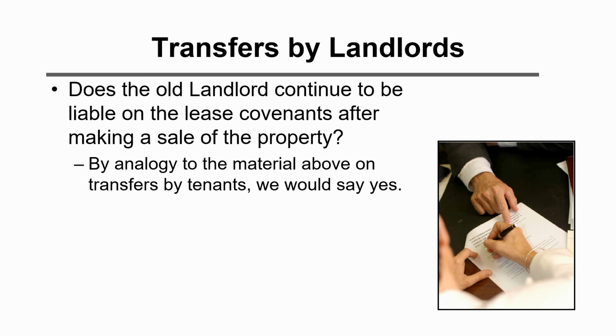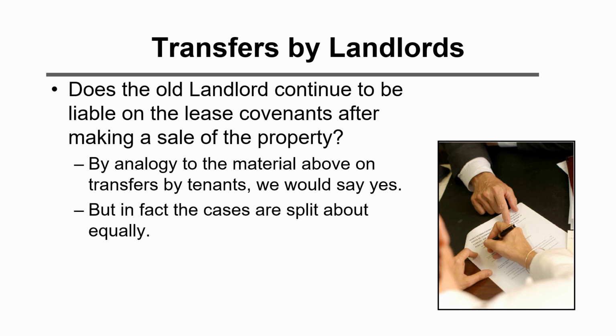We already know that when a tenant makes an assignment or a sublease, the tenant remains liable on the covenants that the tenant made in the lease. And therefore, we'd logically say the same thing would be true on the landlord's side. The landlord would continue to be liable. In fact, the case law on this question is split just about 50-50.